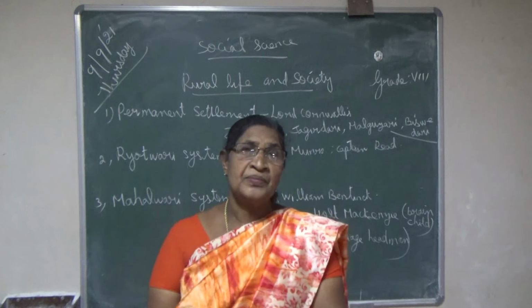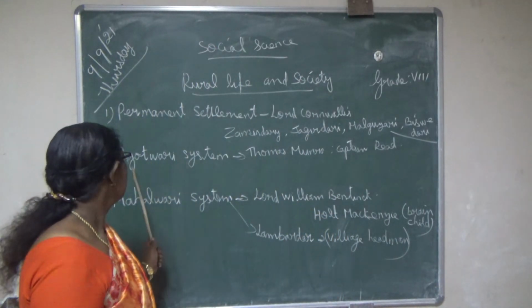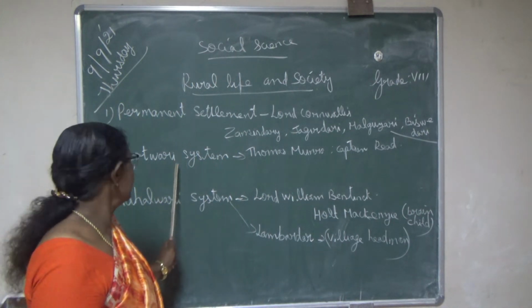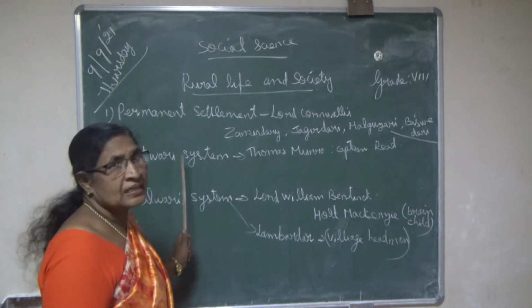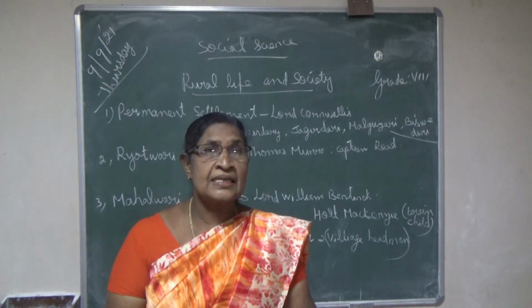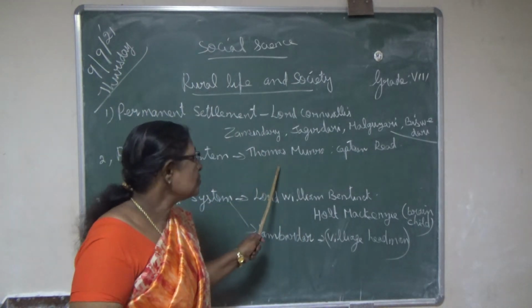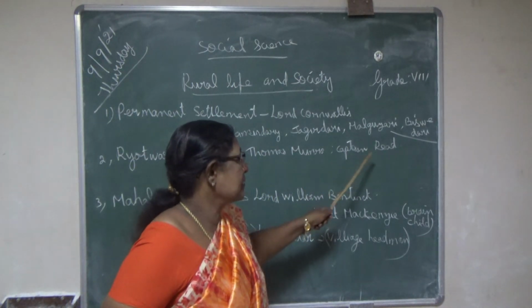Okay, next, the Ryotwari system. All of you know tax, isn't it? Ryot means, as I told you, the cultivators or the farmers. So here this Ryotwari system was introduced by Thomas Munro and Captain Read.